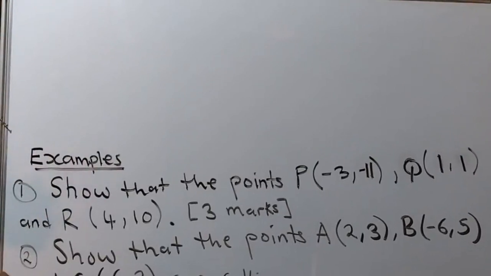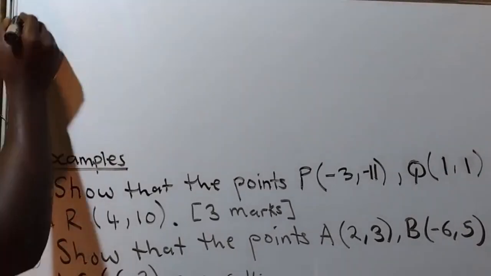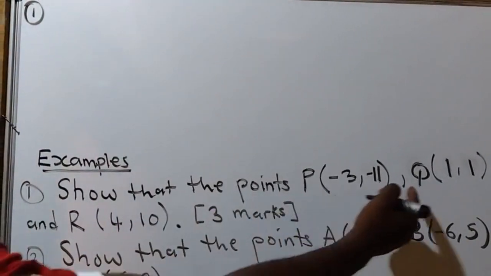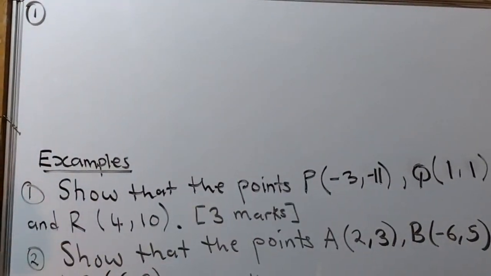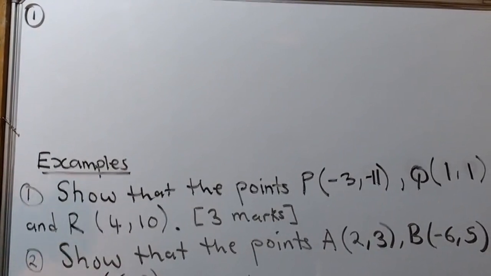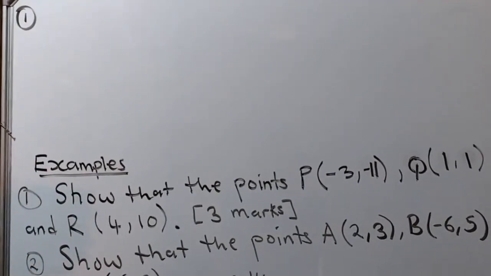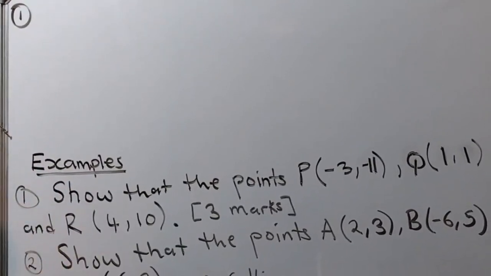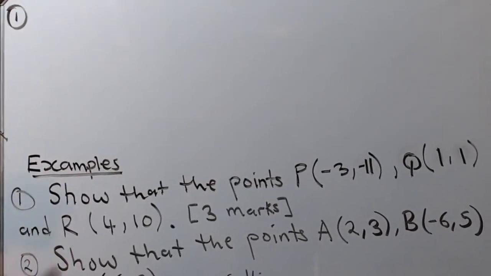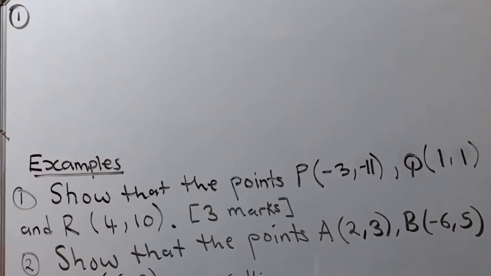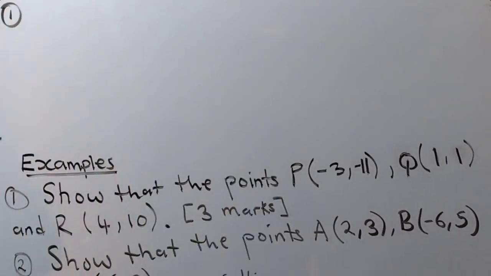All right, let's now look at question one. Show that the points P, Q, and R are collinear. For those who are writing their exams this year, more especially the internal and external candidates, grade 12, you should expect these questions in your exam. There will be one question that I'm going to give you, which came in last year's paper. So how can we show that these points are collinear?